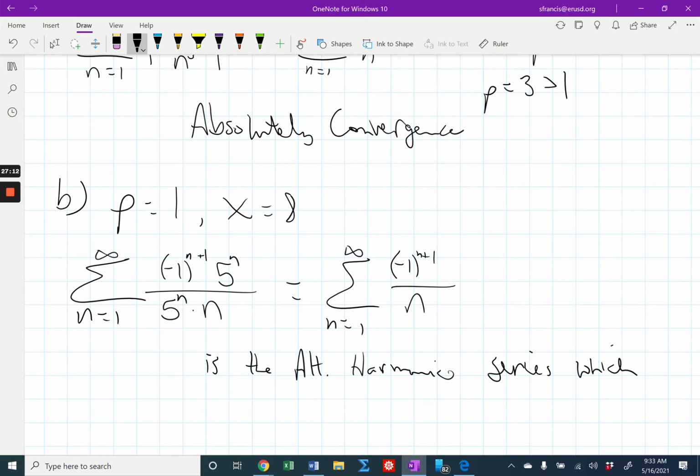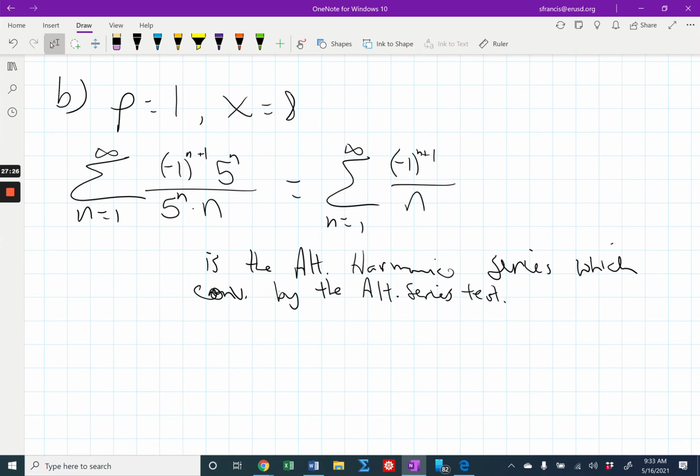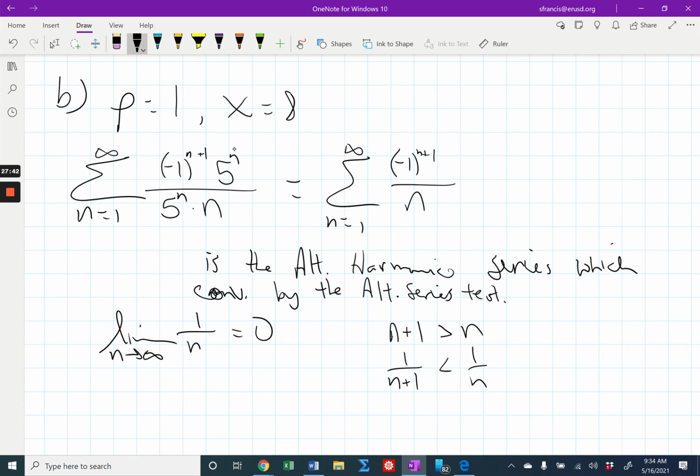Which converges by the alternating series test. And you could show that really quickly by taking a look at the limit as n approaches infinity of 1 over n. That goes to 0. And then you could do n plus 1 is going to be greater than n. So 1 over n plus 1 is going to be less than 1 over n. So that means a sub n plus 1 is less than a sub n. So you're showing the two parts of the alternating series test.